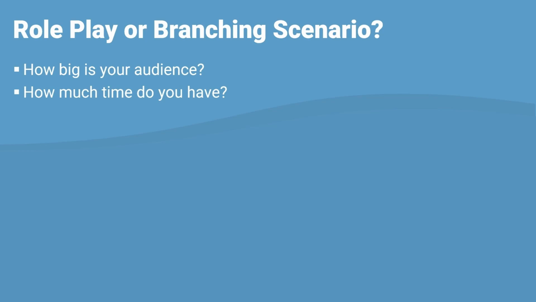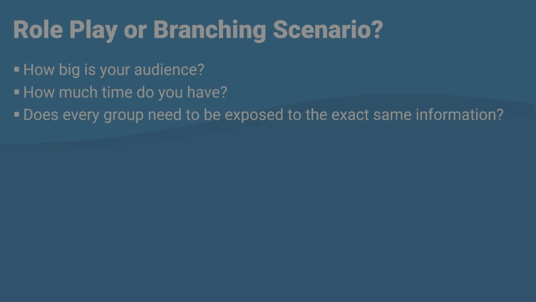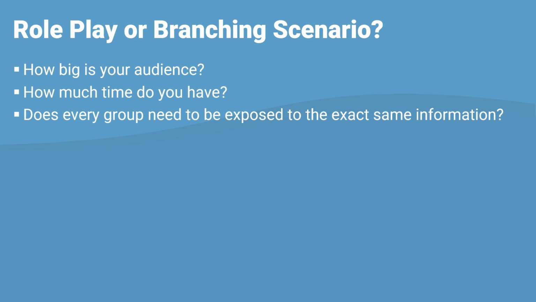Another question is, how much time do you have? Again, role plays, oftentimes to do it well, you need to give some content. Then you need to give people some time to actually do some of the role plays, and then rotate through the group and then maybe give some feedback. Whereas a branching scenario might be something that you're able to do a little bit more quickly, a little bit more cleanly, with a set number of options that people can choose from. Does every group need to be exposed to the exact same information? If that is the case, then role plays can oftentimes go in lots of different directions. Branching scenarios might be your choice there.